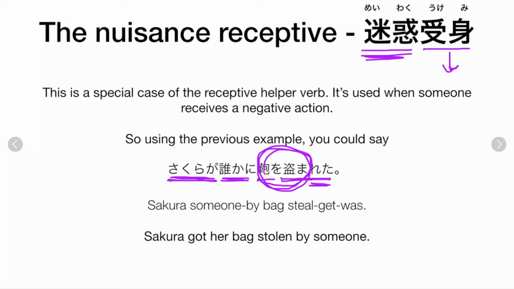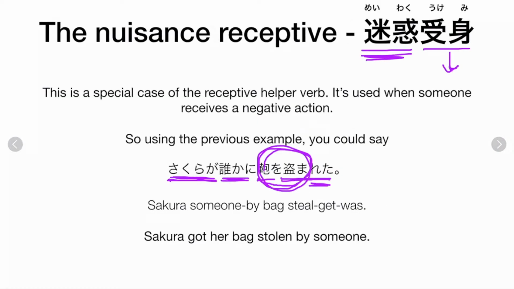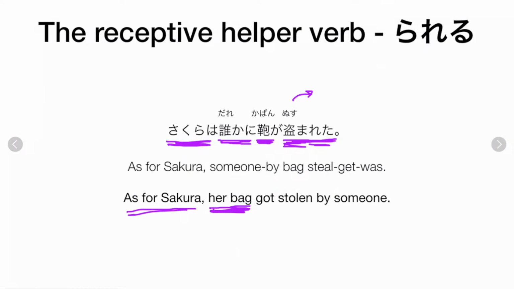So that's kind of how it works. And then that makes it, rather than as for Sakura, her bag got stolen, which makes bag the subject, we now say Sakura got her bag stolen. Okay, so this is a special case of using rareru where you are allowed to change, right? So if you look at this sentence, kaban ga nusumareta, the rareru is done by the bag. So you're saying the bag got stolen.